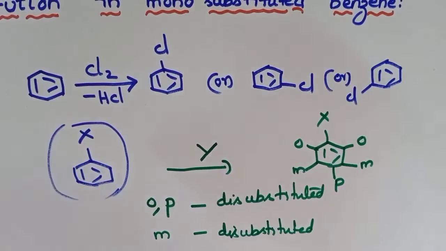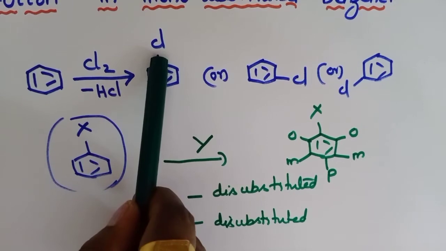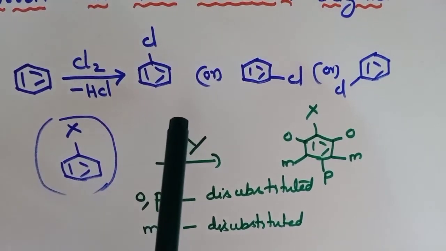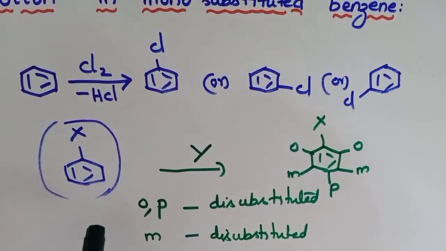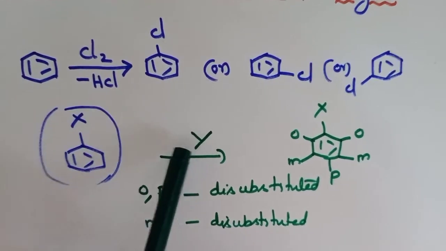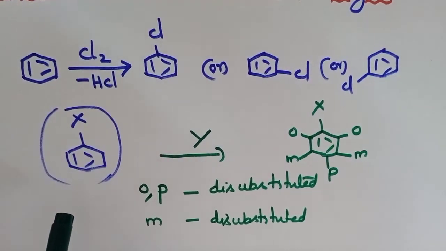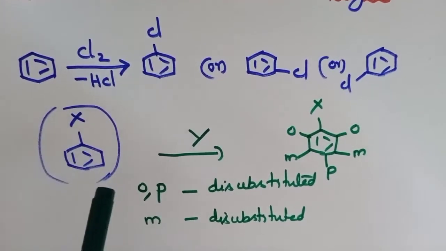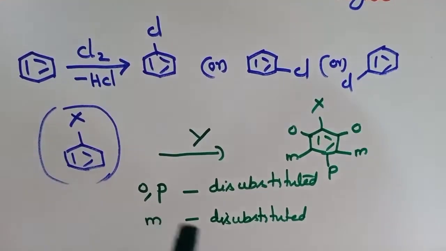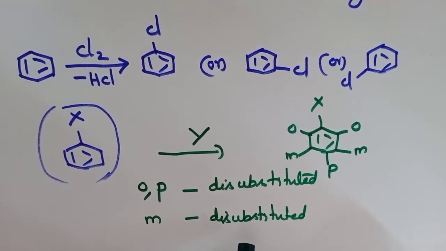Okay. Now, the point comes here. Suppose a group is already there, this is the monosubstituted benzene. If a new group is incoming, then where will it go? It depends on the orientation effect, or it depends completely on the nature of the group which is already there in the benzene ring. So in such cases, there are chances for 2 types of products to form. One is ortho-para disubstituted and the other one is meta disubstituted.